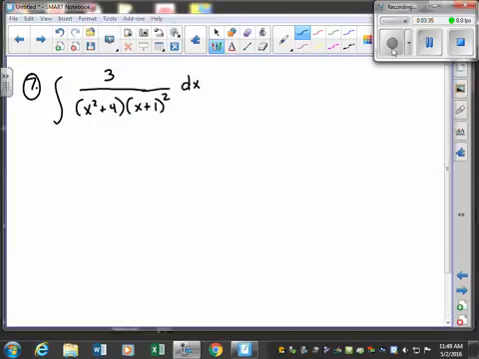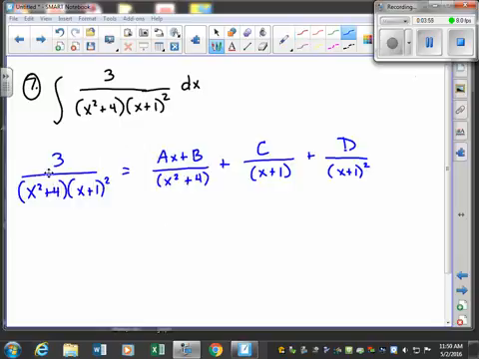Okay, our next example. The degree of the numerator is less than the degree of the denominator, so we can use partial fractions. If it was not, we would try long division. Really what I want you to do is practice taking this and rewriting it using your partial fraction decomposition, and let's just set it up.